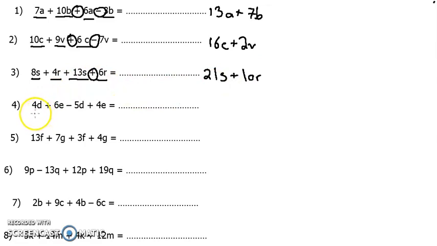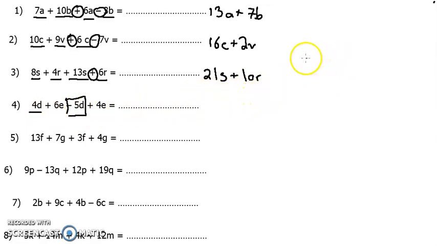Okay, next one. We have 4d. Now this is where it starts getting a little bit more complex. We have 4 take away 5. As you know, 4 take away 5 is impossible because you started off with 4 and you're taking away 5. So this is where we're going to end up in the minuses. So if I get my D's together, I've got 4 take away 5.